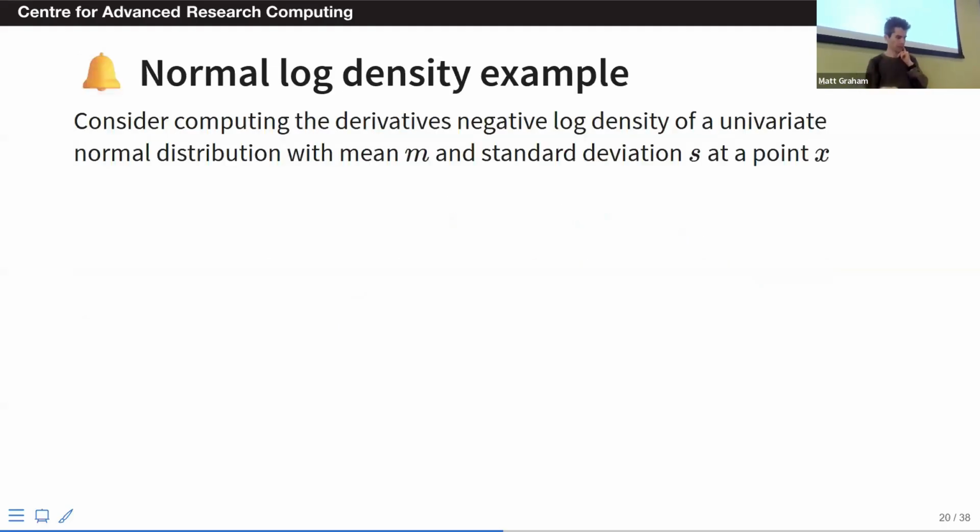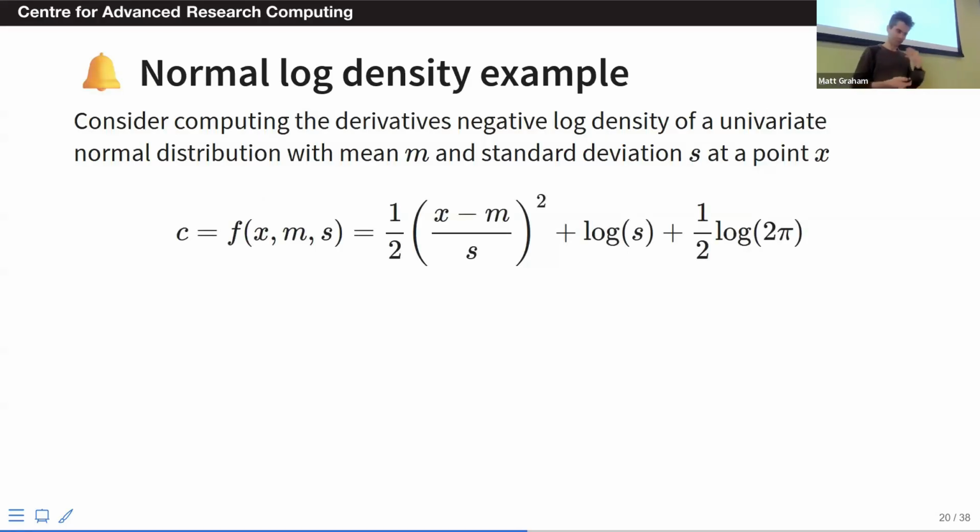So let's look at what that looks like in practice for a very toy but hopefully instructive example: computing the negative log density of a univariate normal distribution where we have some mean and standard deviation parameters, m and s, and we're evaluating it at a point x.